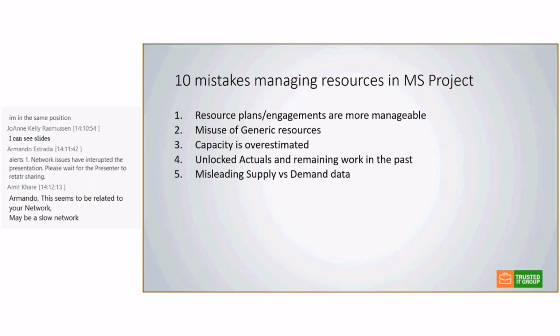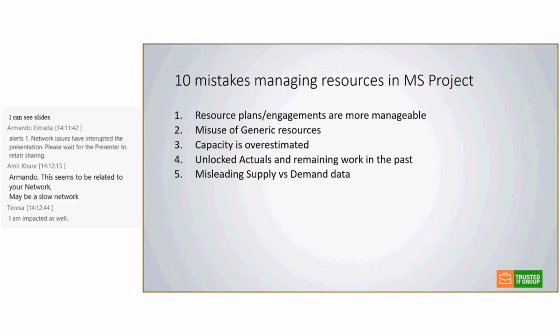Number 5, misleading supply versus demand data. A lot of times when all the PMs and all the projects are filled with resources, you think everything is good, everything is accurate, and once you aggregate this data in some kind of histogram, where you would put this into a report, it doesn't make sense, right? So we're going to talk about the typical reason why some of these histograms are really not reflecting reality.